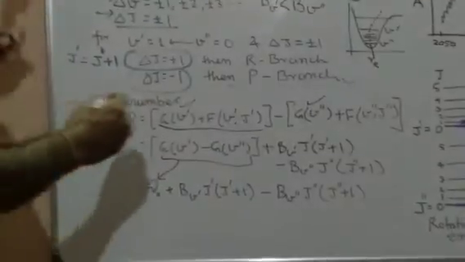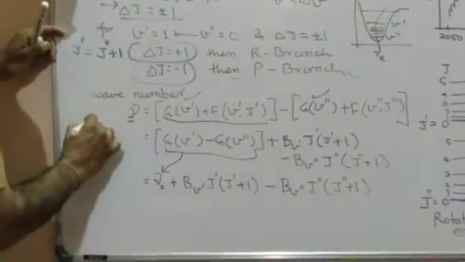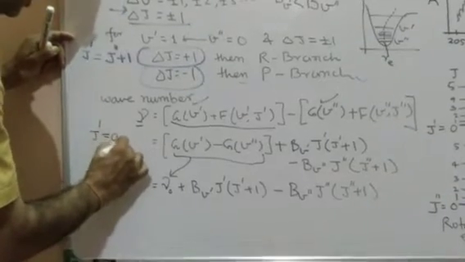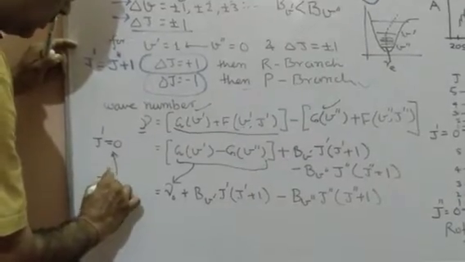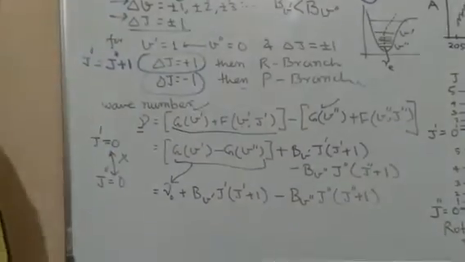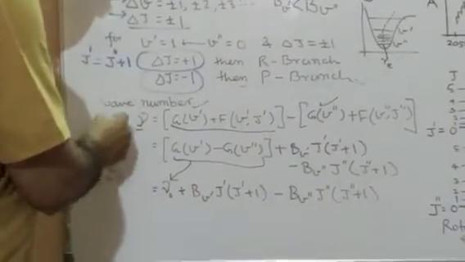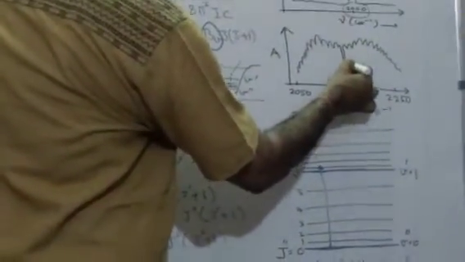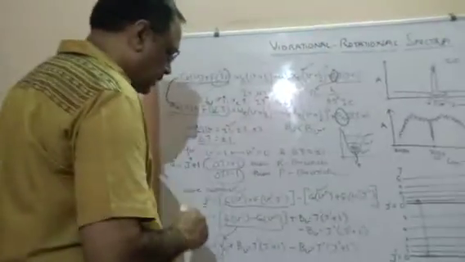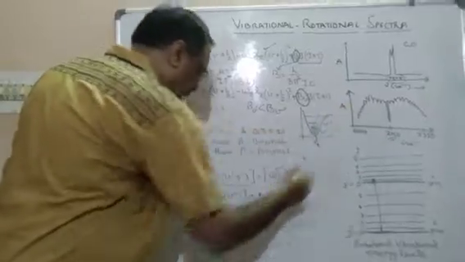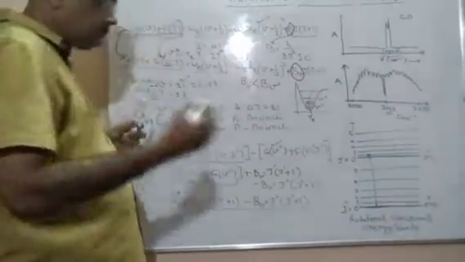And this nu 0 is for the first transition, between J prime equal to 0 and J double prime equal to 0, which is forbidden. It means that it is not allowed, so we will miss this line, and therefore we don't get any line here. This is the reason why in our vibrational rotational spectra we get a null line, which is also called the band origin. And the other lines are governed by these two terms.